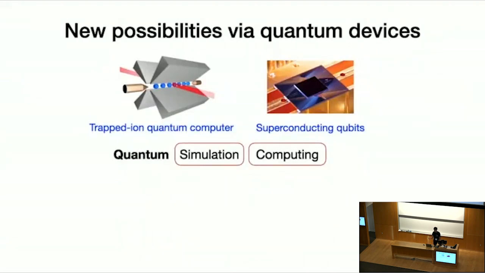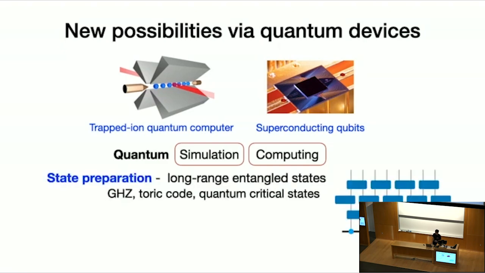As we know, quantum devices can be very useful for quantum simulation and quantum computing. In particular, one essential task is state preparation. Quite often, you want to prepare so-called long-range entangled states, including the GHZ state, toric code states, different topological order states, or even quantum critical states, because not only are they interesting from the physics standpoint, they can be very useful for different quantum information processing tasks.